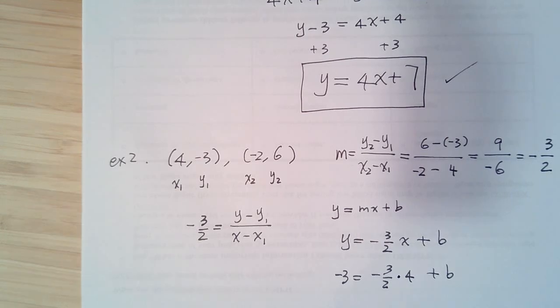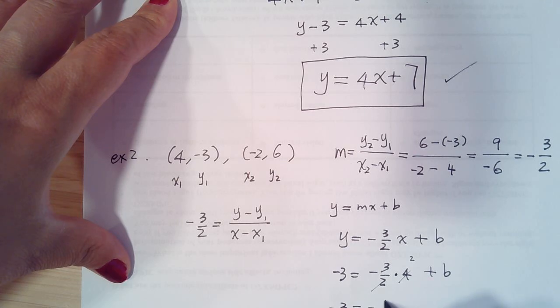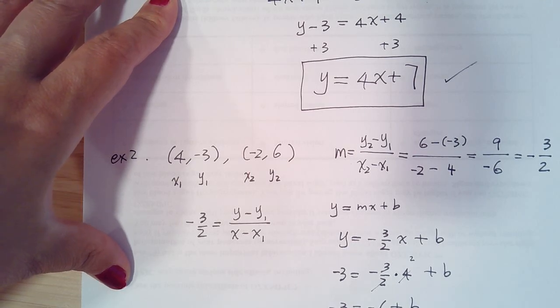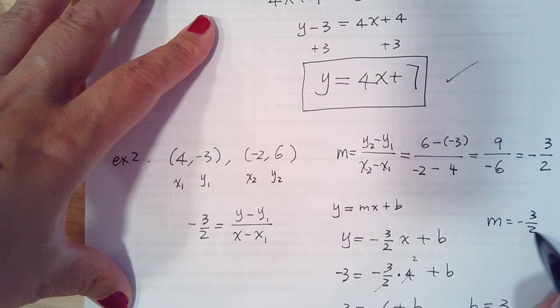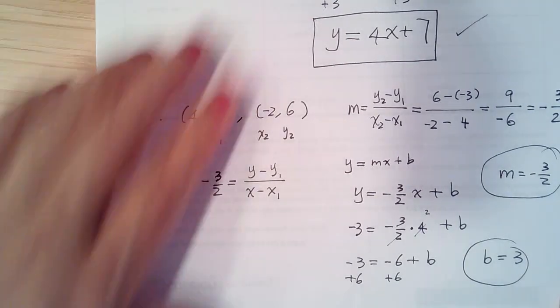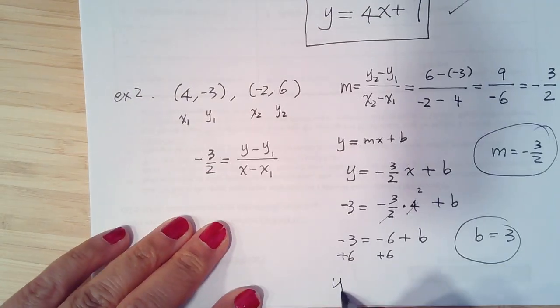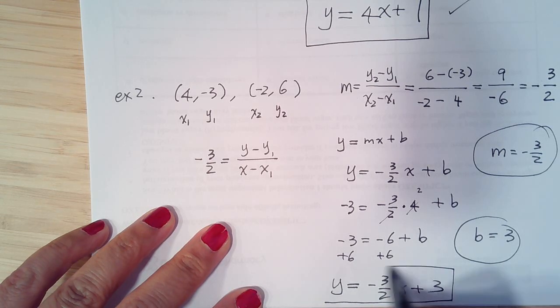Okay, so you're going to cross this out. You have a 2, so that's -3 equals -6 plus b. And then you add 6 on both sides. Therefore, your b is 3. You know m is -3/2, and you know b is 3. So the equation looks like this: y equals -3/2 x plus 3. So this is the way to do it.